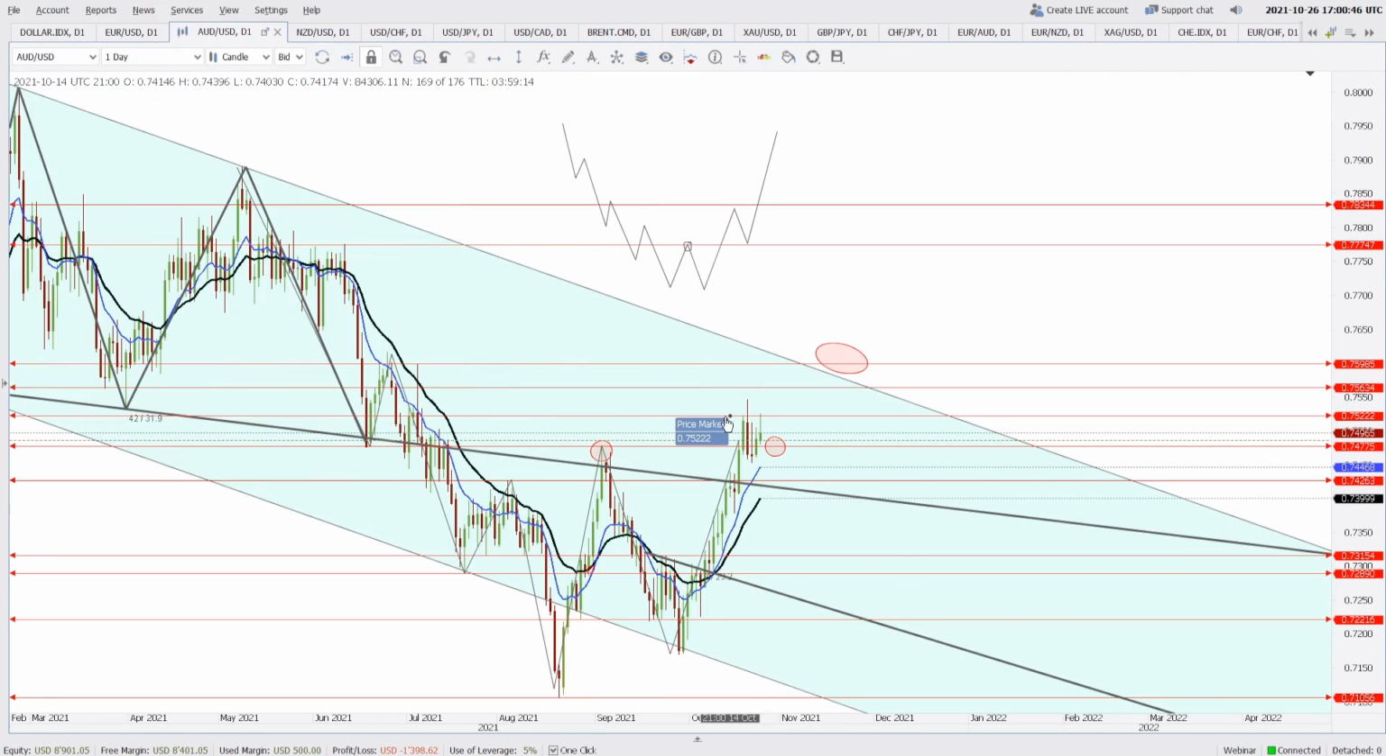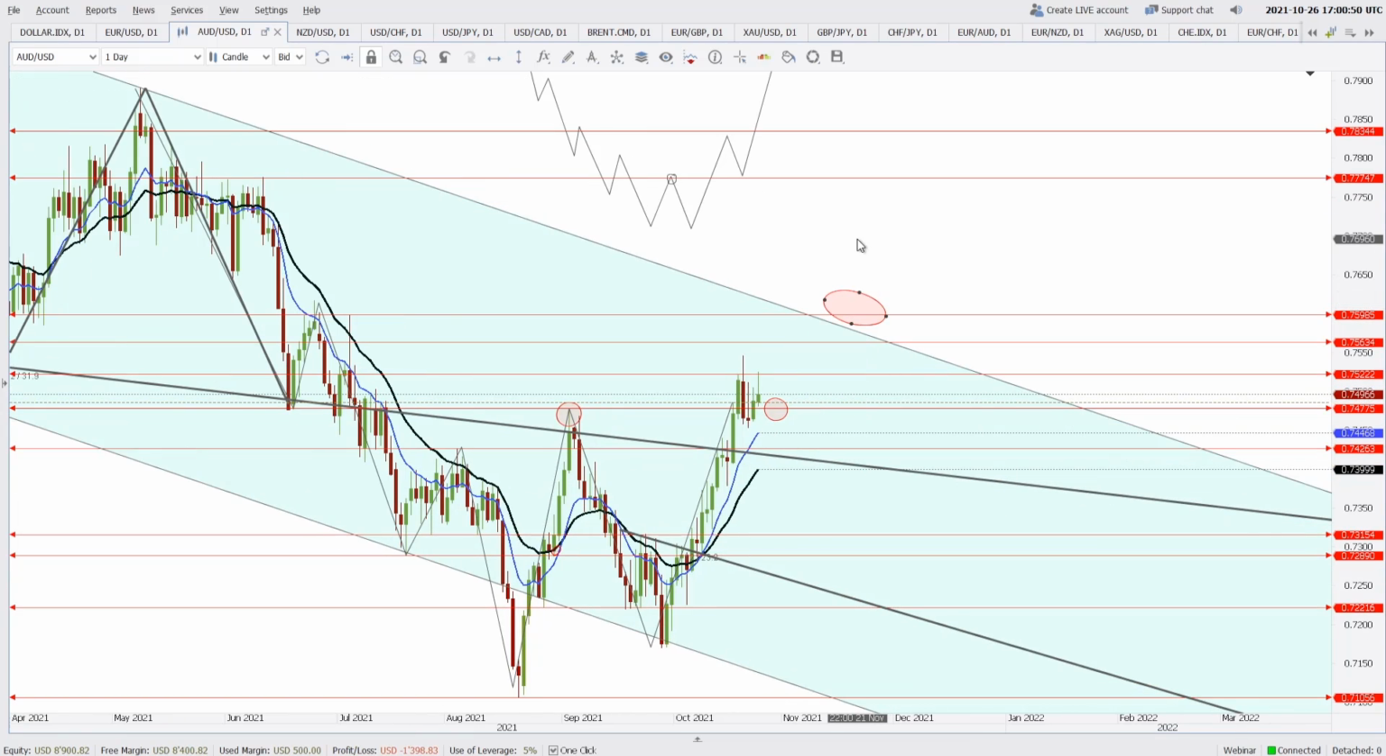Till the time this area is not taken out or the price does not go out of this area, I think the Australian dollar will have a tough time going up. But if it does, then 0.7774 will be the resistance. But right now the resistance is at 0.7522 and the support is at 0.7477, and yes, I am bullish on the Australian dollar.